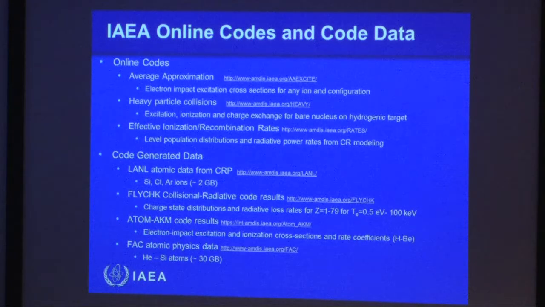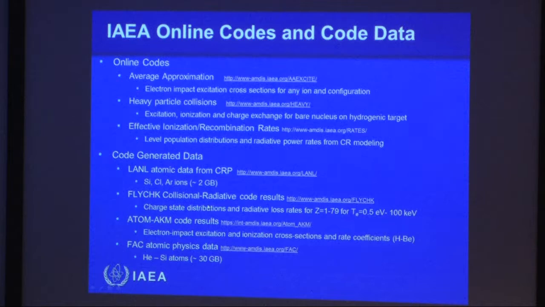And also we maintain online codes and data that were generated by codes. There's electron impact excitation cross-sections for any ion and configuration. Or there is a heavy particle collision code for excitation, ionization, charge exchange for bare nucleus on hydrogenic target. And this effective ionization recombination rate code is generated by the Los Alamos code. We also host the data generated by Los Alamos people using their code on silicon, chlorine, and argon. And also we have some FlyCheck collisional radiative code results.